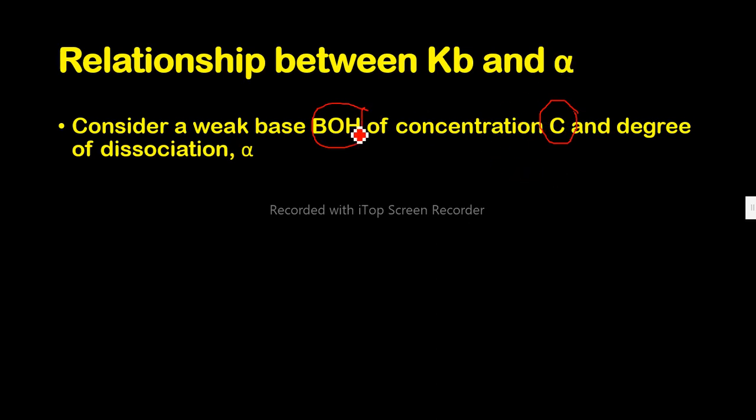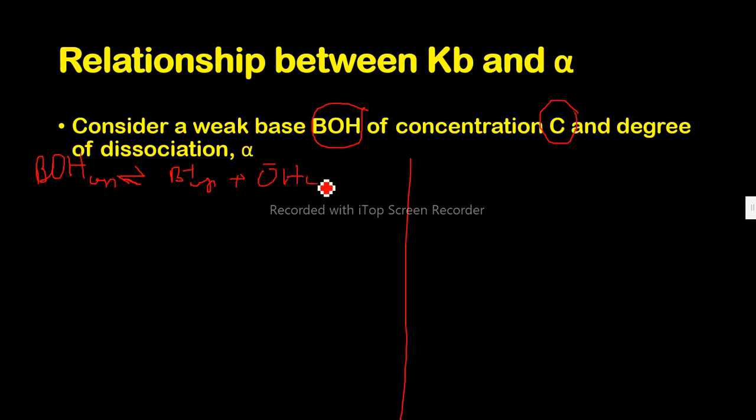Okay. So our weak base will still ionize to give us the BOH aqueous. It will ionize to give us the B plus ions aqueous plus the OH minus ions aqueous.